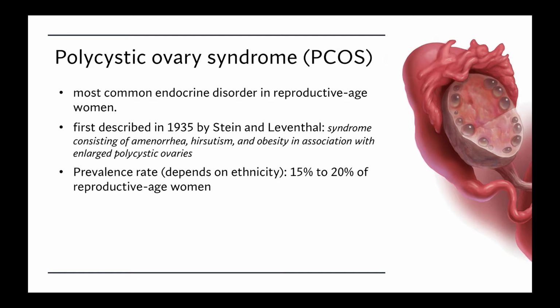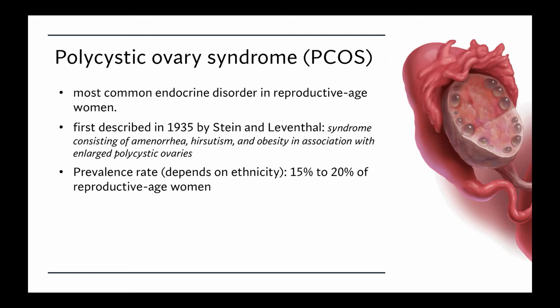Polycystic ovary syndrome is the most common endocrine disorder among reproductive age women. It was first described in 1935 by Stein and Leventhal, and back in those days, this syndrome was described as consisting of amenorrhea, hirsutism, and obesity in association with enlarged polycystic ovaries.